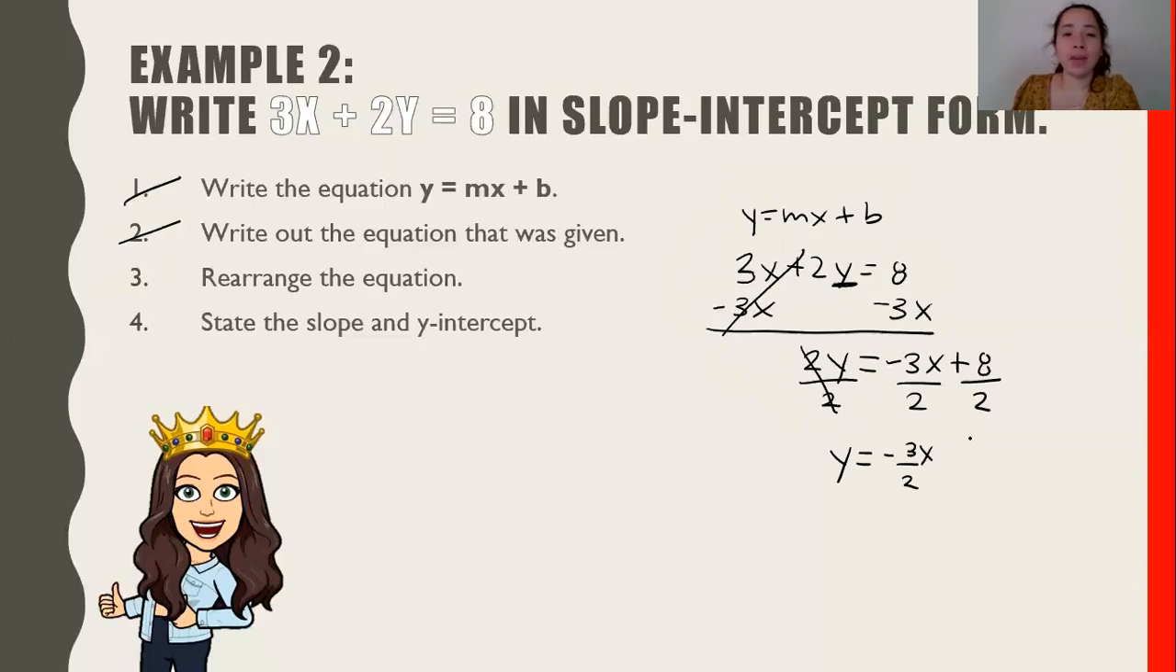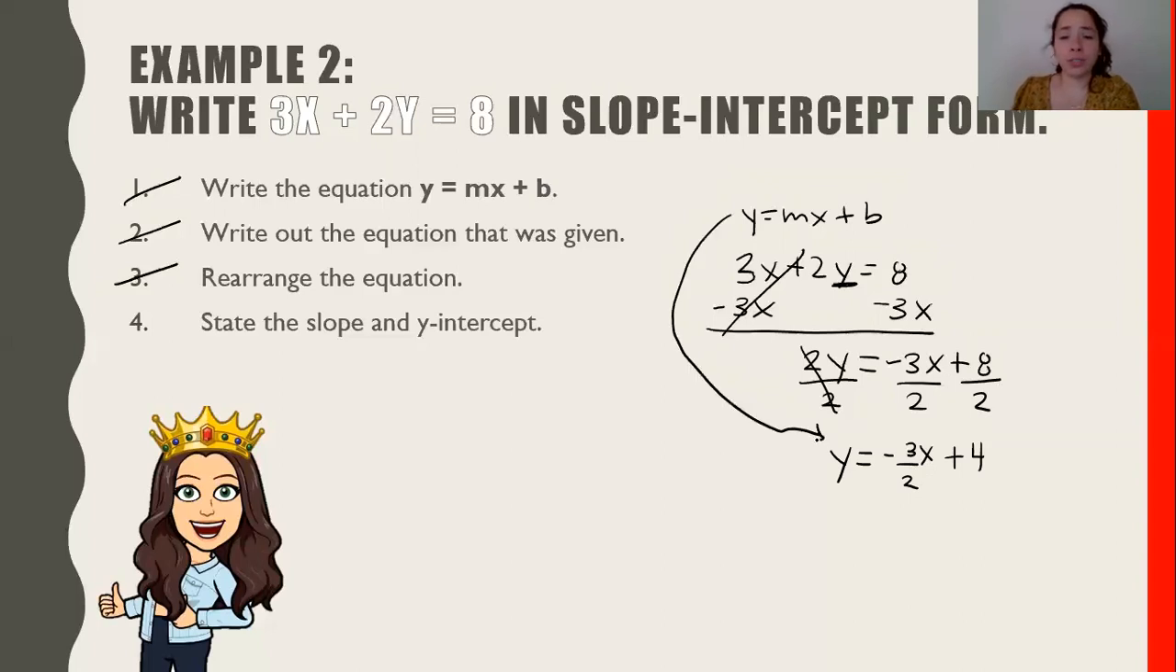And then you leave it as a fraction if it's not a whole number. So if it's going to give you a decimal on the calculator, that's when you leave it as a fraction. So then looking at the plus 8 divided by 2, I plug that into my calculator, and I know that that's positive 4. So I rearranged the equation to make it look like this.